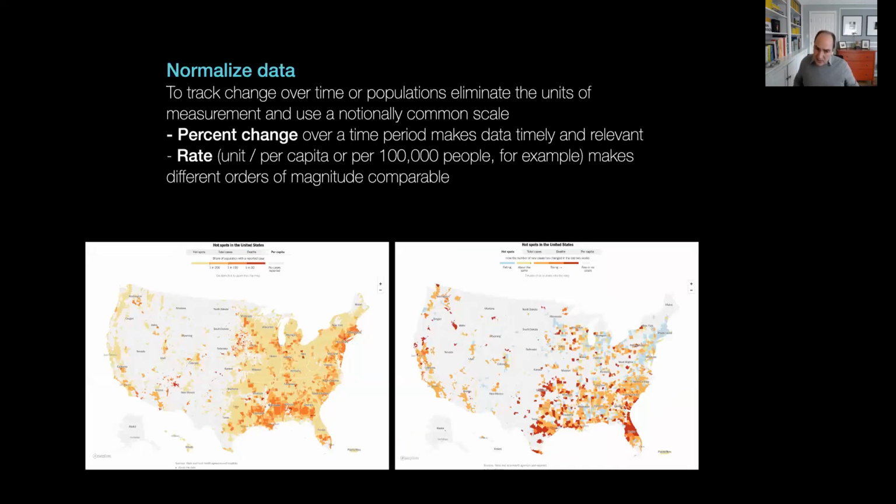When we track change over time or over populations, it's sometimes a good idea to eliminate the actual units and to use a notionally common scale. That means percent change, and that makes data more timely, more relevant: how this information is changing now, in the last week or 2 weeks. Or calculating rates to make different regions or states or counties more comparable, for example, cases per capita, per 100,000 people, etc., in a way that makes populated and less populated areas comparable. So that's very, very important.